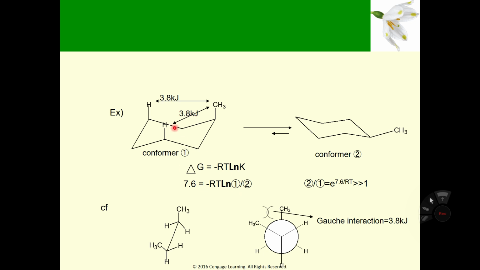So in this case, you have two 1,3-diaxial interactions when the CH3 is in the axial position. But if CH3 is in the equatorial position, then there are no 1,3-diaxial interactions. So the energy difference between these two conformers will be 7.6. Now we can calculate the relative population between these two conformers using this equation, all right? You can just calculate it at home.